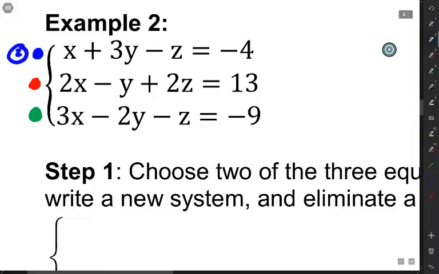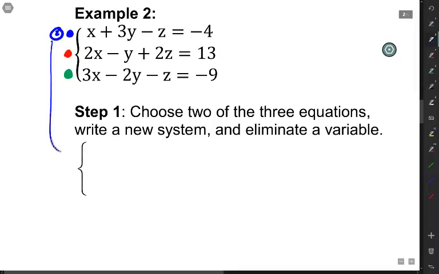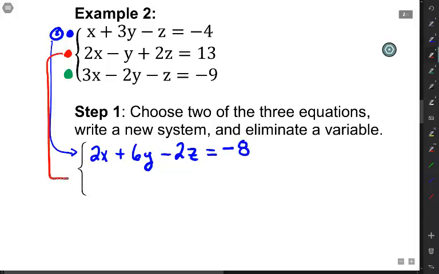2. So I'm going to put a little 2 outside there. I'm going to draw a line down here, and we're going to multiply by 2. Max, can you do it for me? Yes, so it would be 2x plus 6y minus 2z. Don't forget to cross your z. Equals -8. Good. Do I need a scalar on red? No. Okay, so that stays the same: 2x minus y plus 2z equals 13.